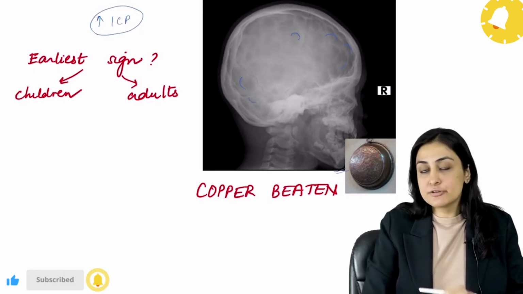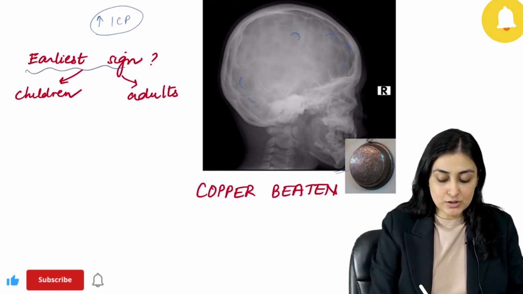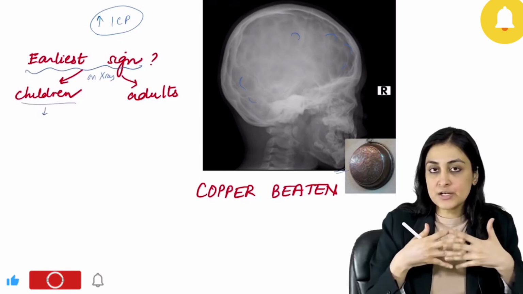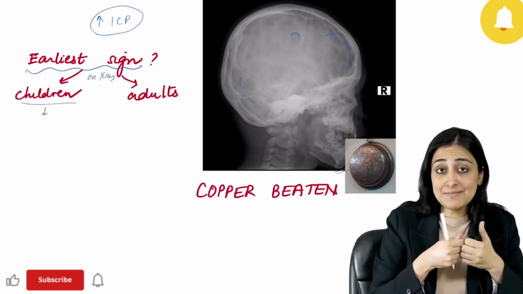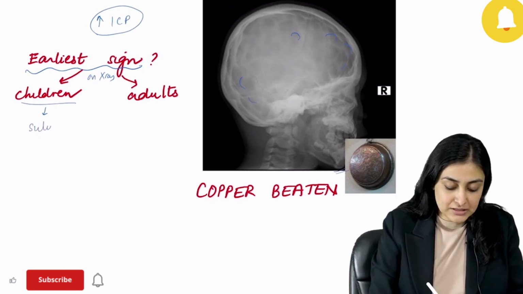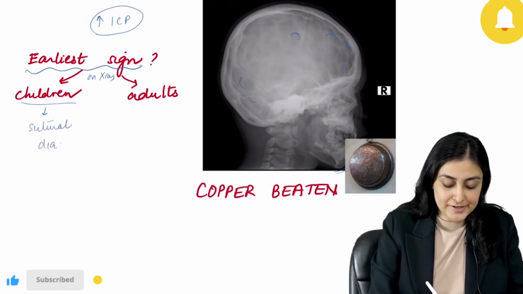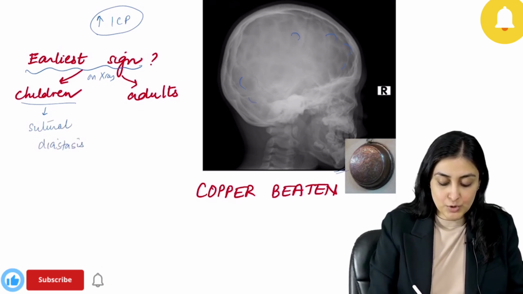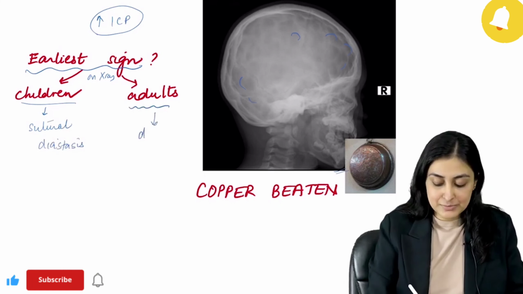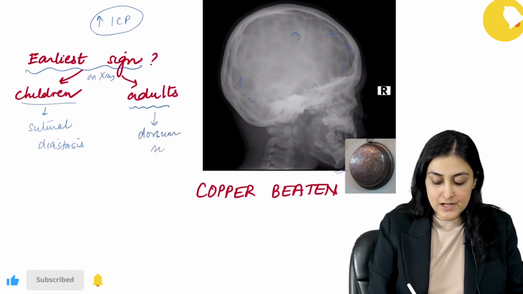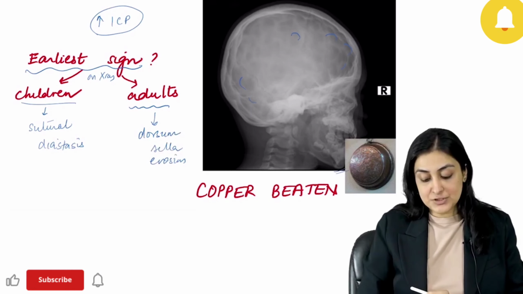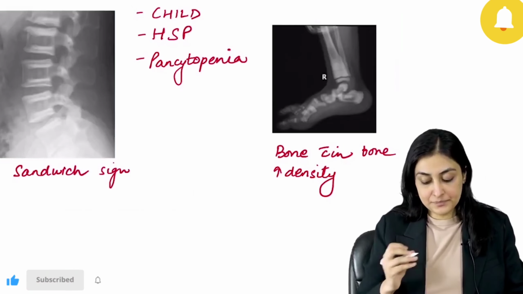Apart from that, what are the other features of raised ICP? So when they ask you earliest sign on X-ray in a child, remember, because children do not have sutures which are fused, they will have sutural widening as a result of raised ICP. So in children, the earliest sign is going to be sutural diastasis. Whereas in adults, the earliest sign of raised ICP is going to be the erosion of dorsum sella. So the posterior wall of the sella is going to be eroded in adults. So these are findings of raised ICP.